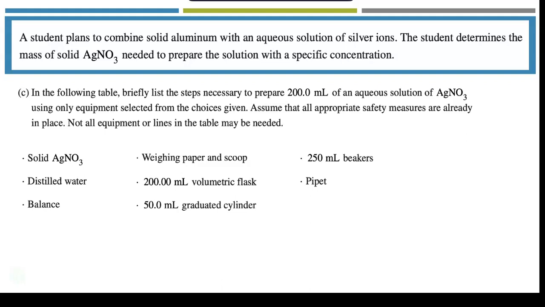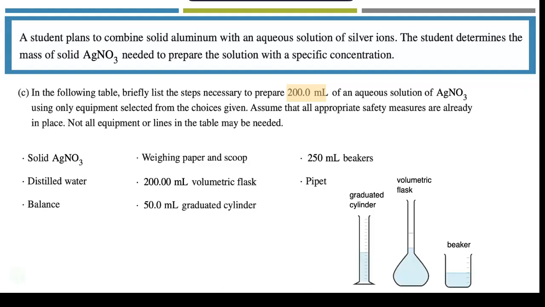So what do we have here? We've got solid silver nitrate, distilled water, a balance, weighing paper and a scoop. We have a 200.00 milliliter volumetric flask. We have a 50.0 mL graduated cylinder. We have 250 mL beakers, and we have a pipette. What glassware do we need to use? Note that we're trying to prepare 200.0 milliliters of this solution. We want to know this volume quite precisely. And the glassware we have available is a graduated cylinder, a volumetric flask, and a beaker.